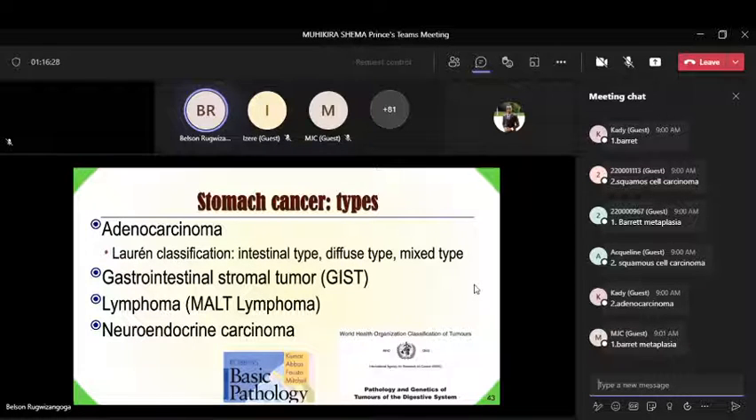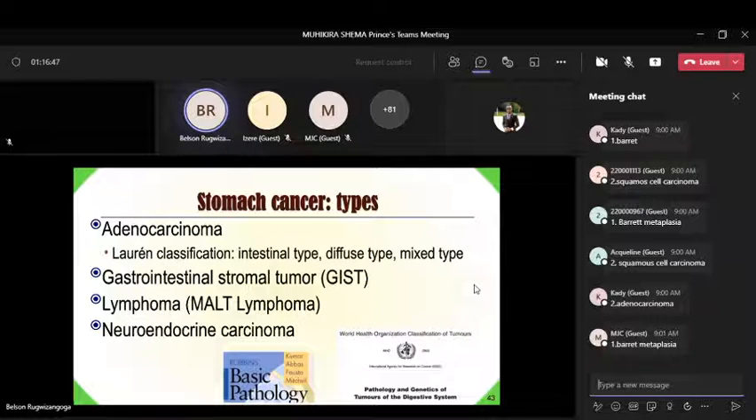So you have the intestinal type, meaning they have glands, with lumen. Diffuse type, you see just diffuse cells, and this is a very dangerous one. It harbors a very bad prognosis. And then there are some patients who have mixed type, both patterns.